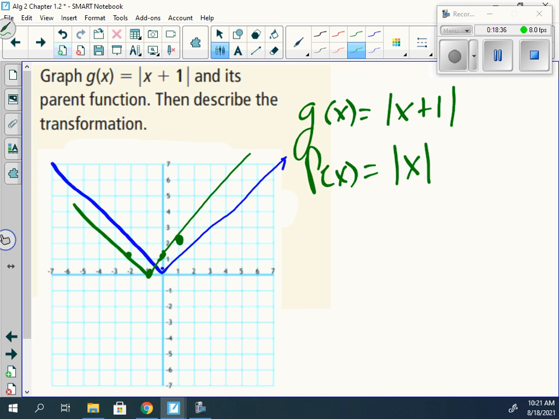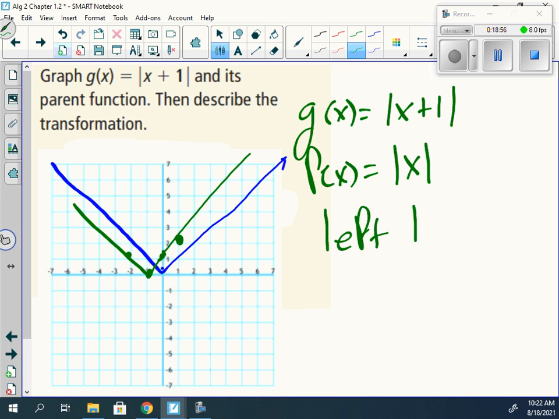So it moved it 1 to the left. Well, let's look back at the standard equation I gave you for absolute values. It's a times the absolute value of what? X minus h. But what do we have in here?